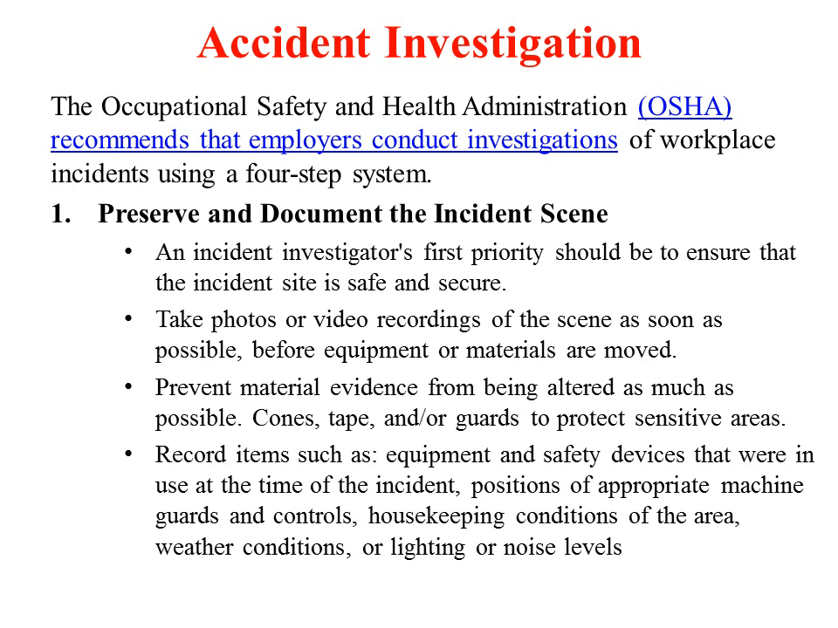Next, he has to record items such as the equipment and safety devices that were in use at the time of the incident, what the actual position of the machine, guards, and controls was, how the housekeeping condition of that area was, what the weather condition was, or what the lighting or the noise level was when the accident took place. All these things have to be recorded.